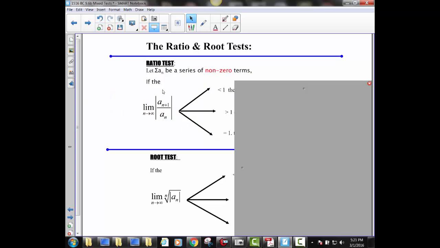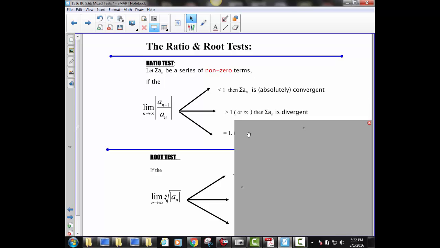Okay, so just a quick review of the ratio and root tests. It does have to be a series of non-zero terms. They don't have to be positive terms, but they do have to be non-zero. And if the limit as n goes to infinity of a_(n+1) over a_n is less than 1, then the series is absolutely and therefore convergent. If it's greater than 1, and infinity obviously is greater than 1, it's divergent. The problem is if it's equal to 1, there is no conclusion.